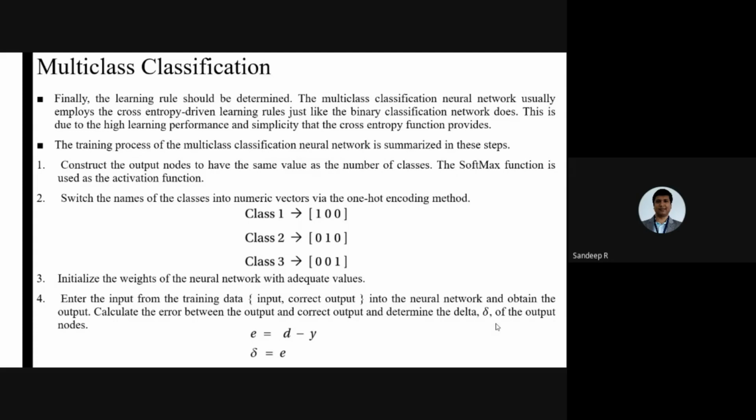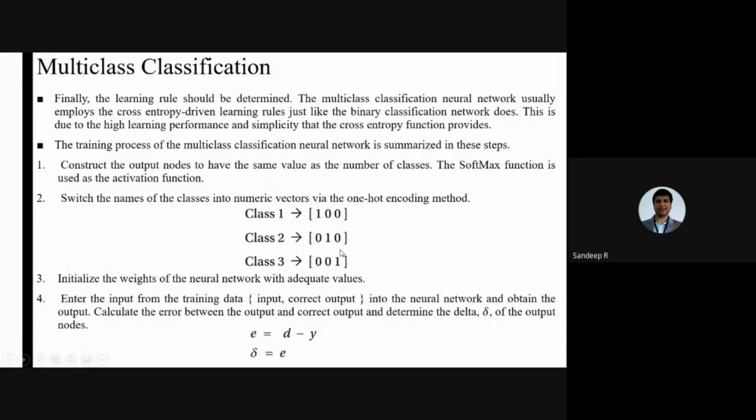So what would be the general pseudocode? We will see a specific example, but I'm just talking about the generic. Again, just see the training steps are exactly the same. Construct the output nodes to have the same value as the number of classes. So if it is 3, then 3 output nodes are there. And softmax is used as an activation function at the output, right? And we turn the classes into numerical vectors. So 1, 0, 0, 0, 1, 0, 0, 0, 1 that we did recently.